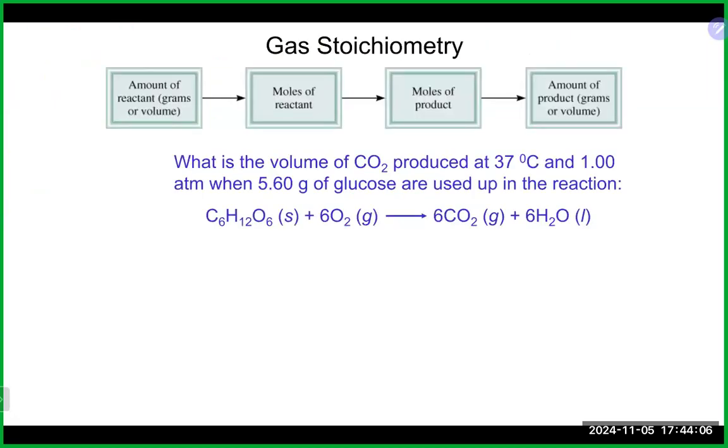So let's take a look at one here and see what is the volume of CO2 produced at 37 degrees Celsius, 1 atmosphere, when 5.6 grams of glucose is used up in this reaction. So why don't you take a moment and see what you come up with. Let me give you some numbers. Carbon 12.01, hydrogen 1.008, and oxygen 16 here. All right, so take a few moments to see what you come up with.